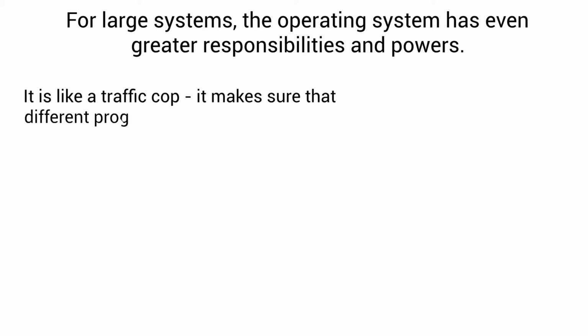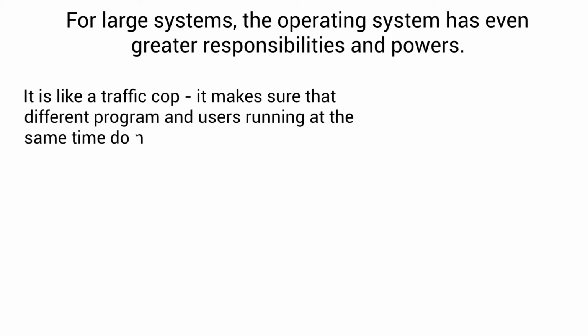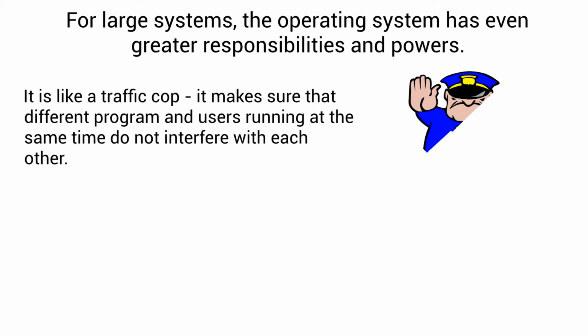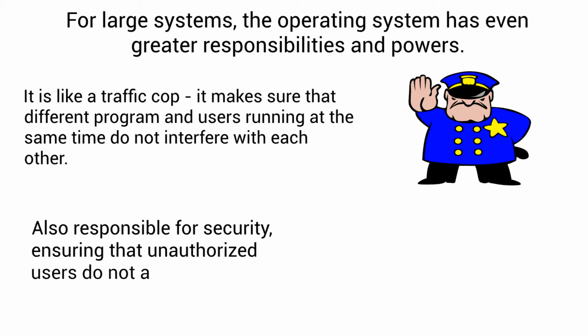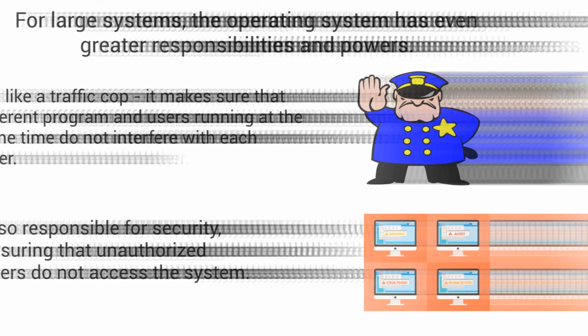For large systems, the operating system has even greater responsibilities and powers. It is like a traffic cop. It makes sure that different programs and users running at the same time do not interfere with each other. The operating system is also responsible for security, ensuring that unauthorized users do not access the system.